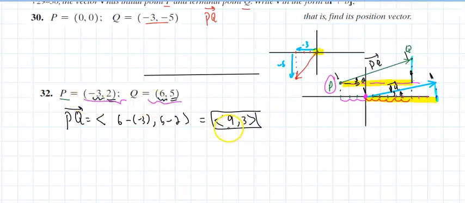which means if instead of doing what this is asking, if you start at the origin and move 9 in the I direction, which is the X, and 3 in the J, which is the Y, guess what? You'll end up being the same place.